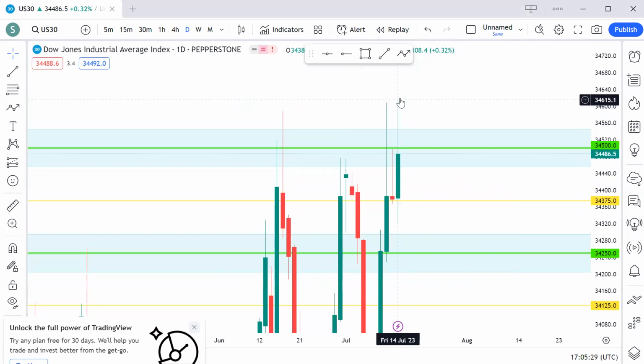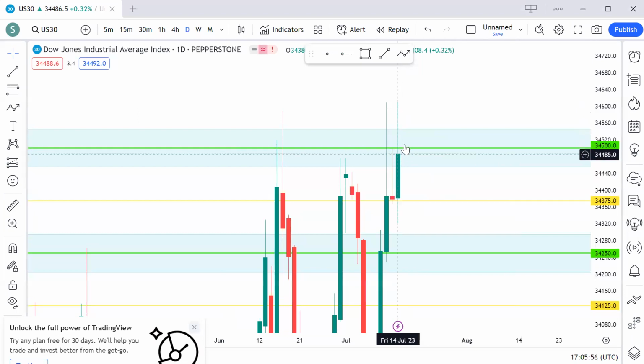Buyers were pushing, sellers rejected and pushed price back down. Already by seeing this, I'm sell biased, because that wick is longer than the body. So that means the sellers won here. Also, the body closed below a major key level.